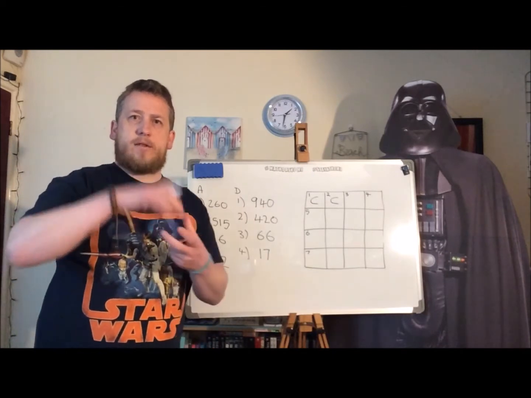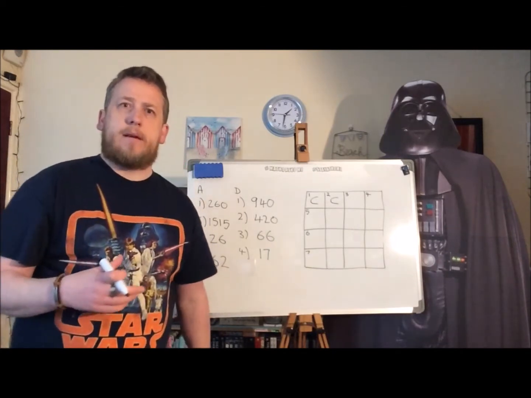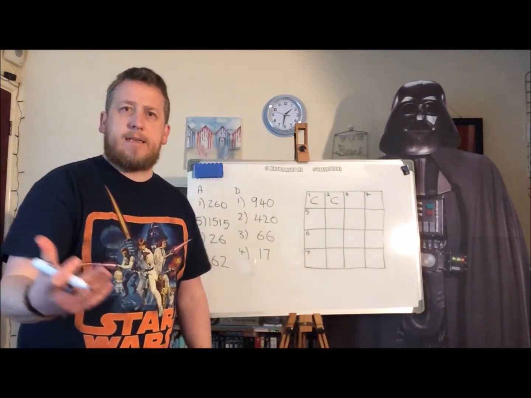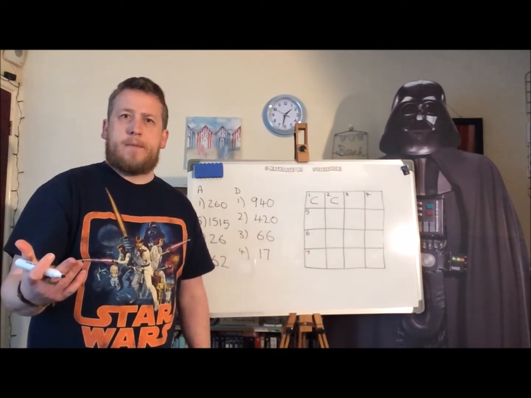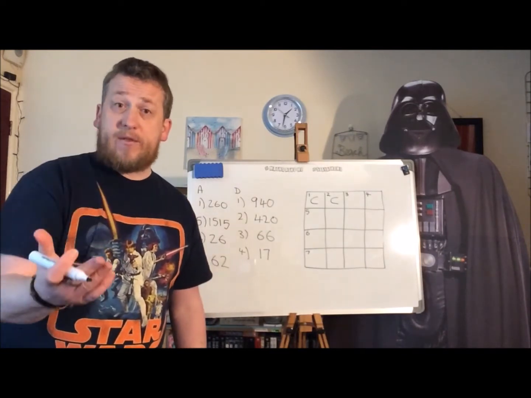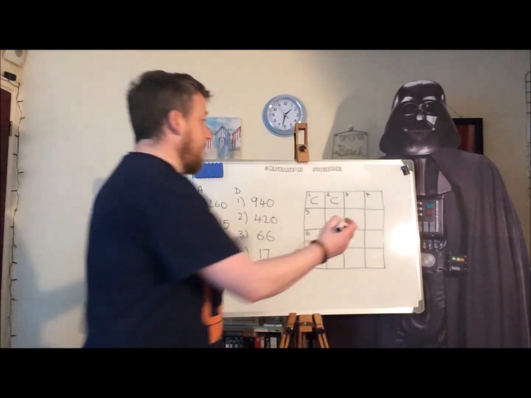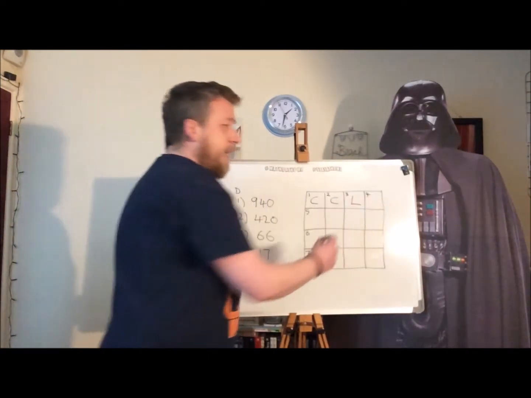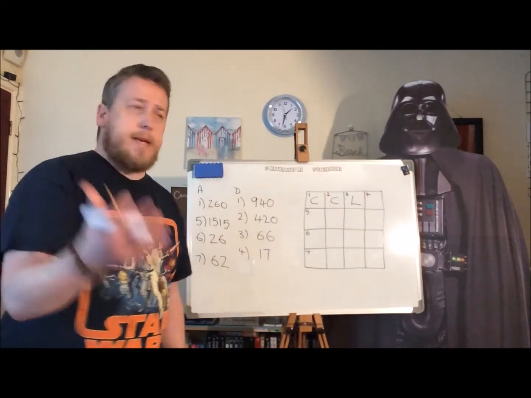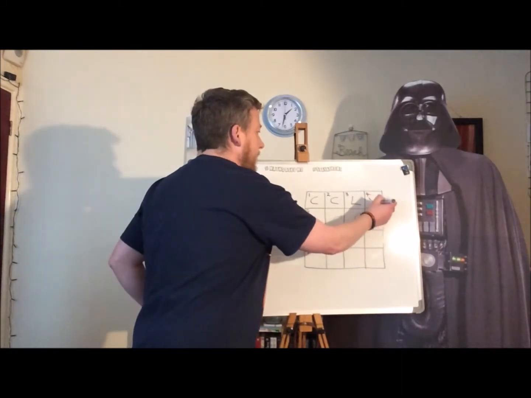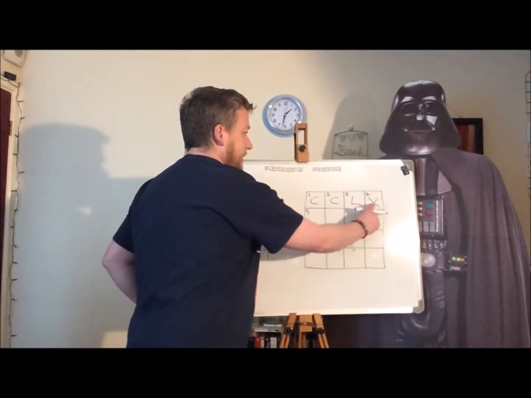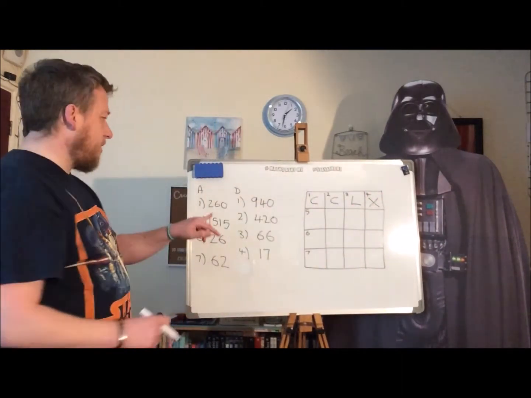Remember, Roman numerals sort of build the number up, they put the bits together. So 50 and 10 makes 60. The letter we use for 50 is L, and the letter we use for 10 is X. So we have 260. Right, let's have a look at question 2.